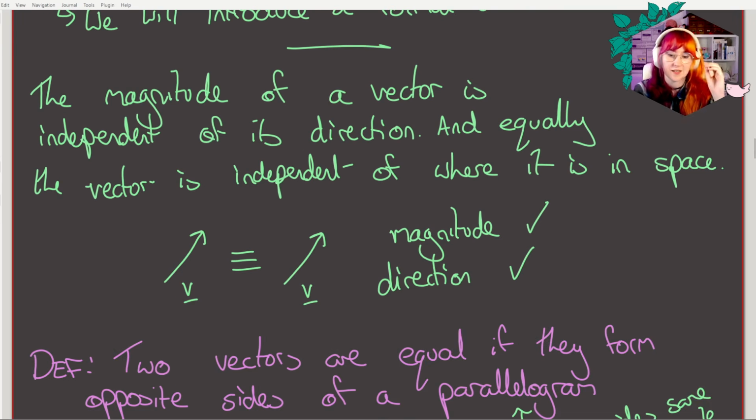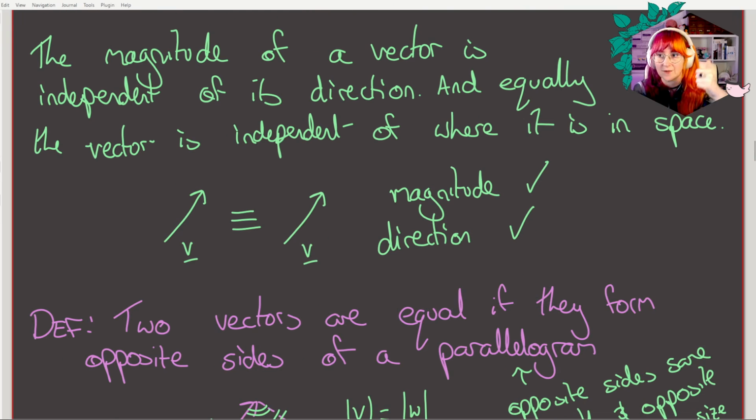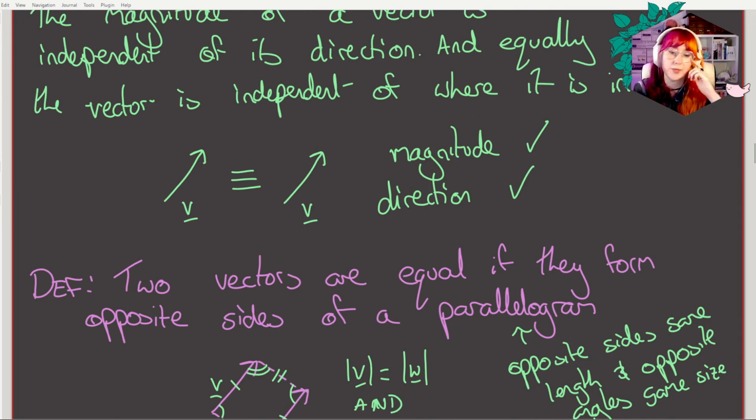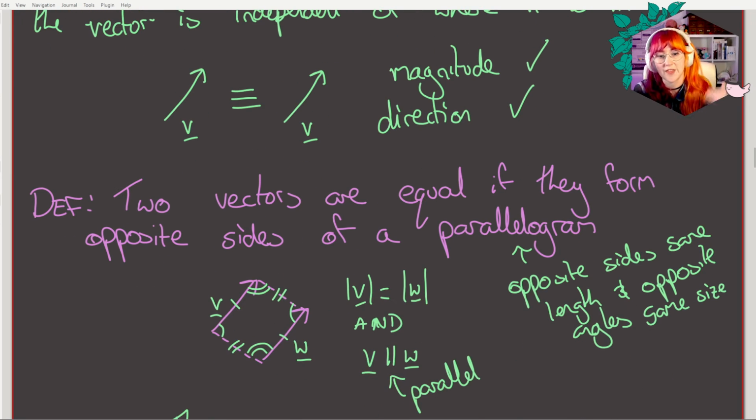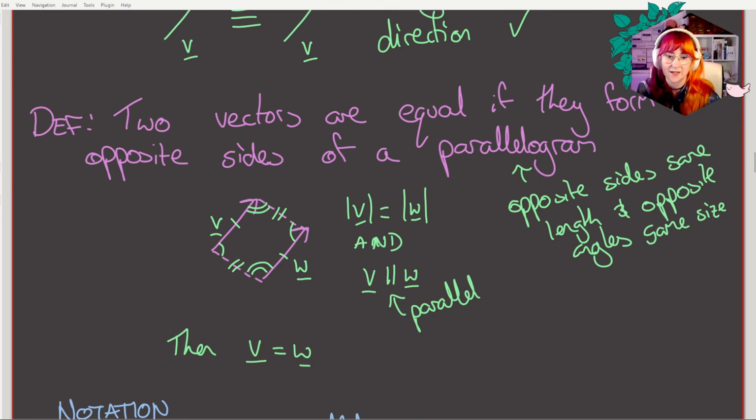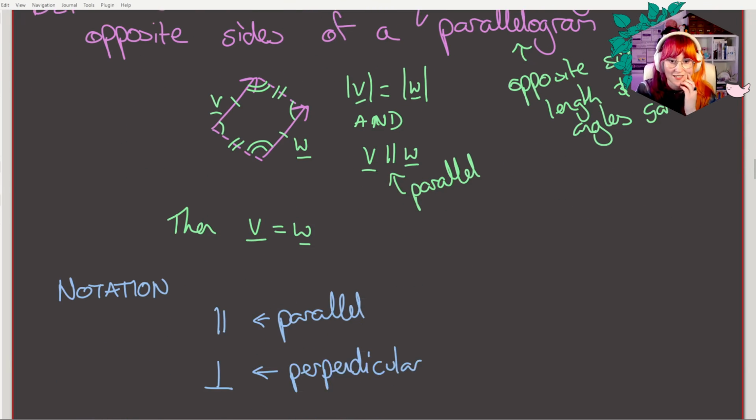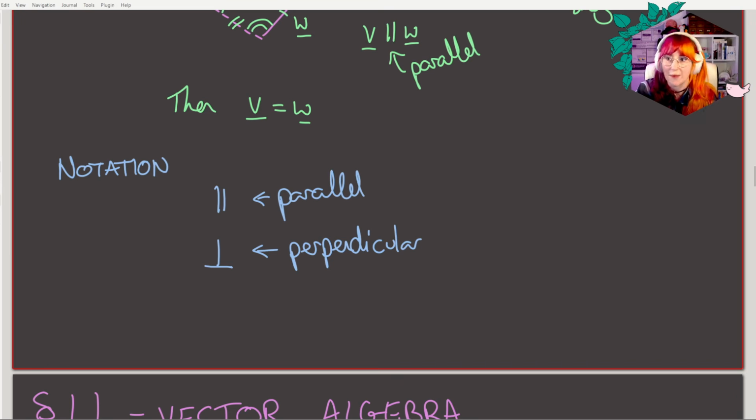We said that vectors are the same either if they have the same size and direction, or formally they are equal if they form the opposite sides of a parallelogram, which is a shape where opposite sides are the same length and opposite angles are the same size. And that is just another way of saying same size, same direction, they are thus equal vectors. I introduced my notation for parallel and perpendicular.